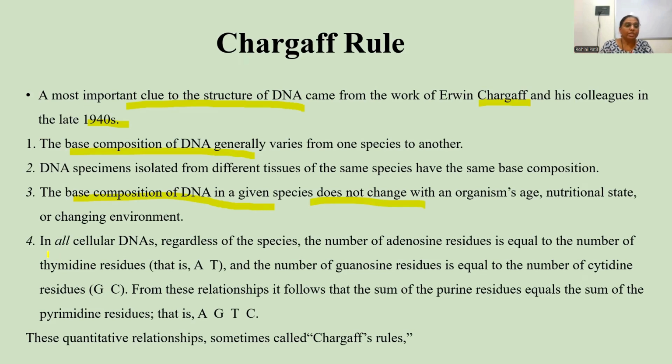Now, last one, in all cellular DNAs, regardless of the species, the number of adenosine residues is equal to the number of thymine residues. That is, A plus G is equal to C plus T. That is, the amount of purines is equal to the amount of pyrimidines.